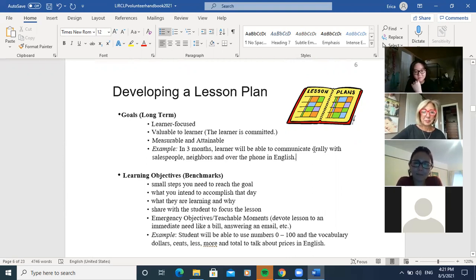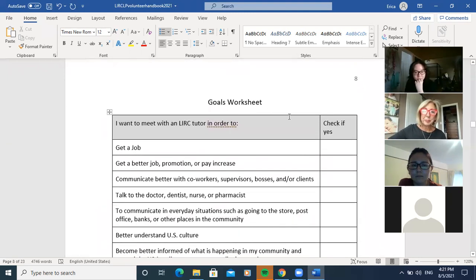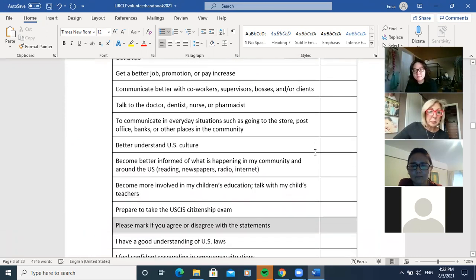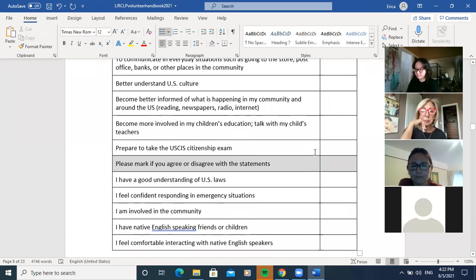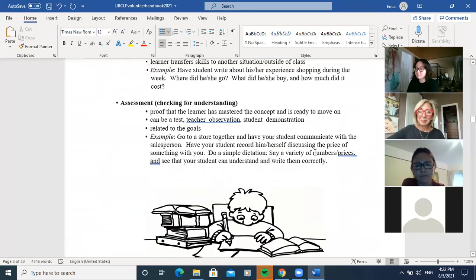So for example, maybe they want to be able to communicate orally with salespeople, neighbors, and over the phone. Okay, so this might be a beginner, someone who maybe hasn't been here too long. This would be perhaps one of your first goals. And then I'll come back to this, but just so you know, on page 8, there's this goals worksheet. So this is nice to do on that first meeting. It kind of goes through which of these reasons are your motivation for having a tutor for improving your English. Also a nice way for you to get to know them and what motivates them. Nice, you have that.